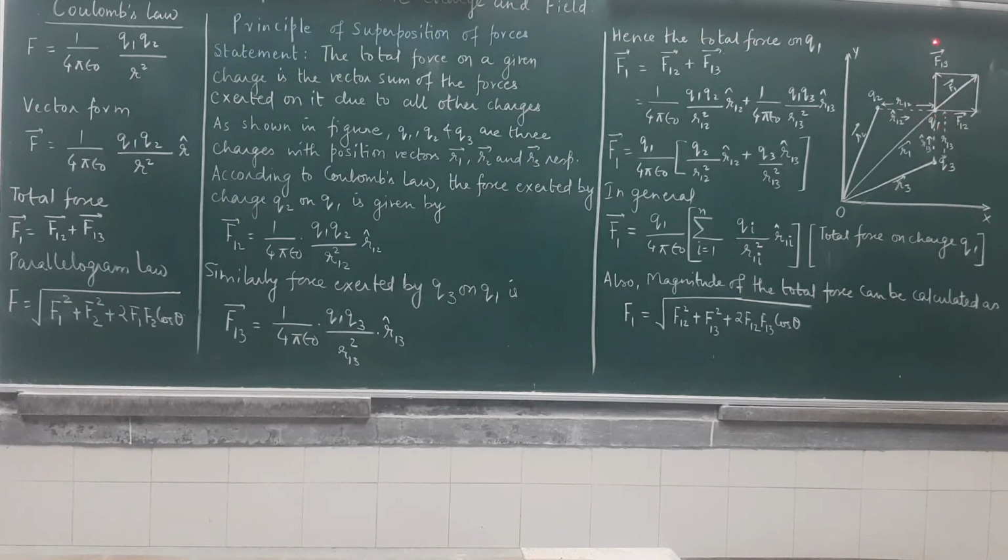Now we have F13 and F12, two forces acting at this point. To calculate the magnitude of this force F1, we will apply the parallelogram law of vector addition, and we will find out the final value of this force F1, which is acting on this charge Q1. That's all for now.